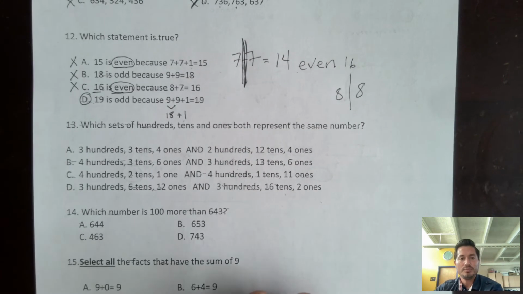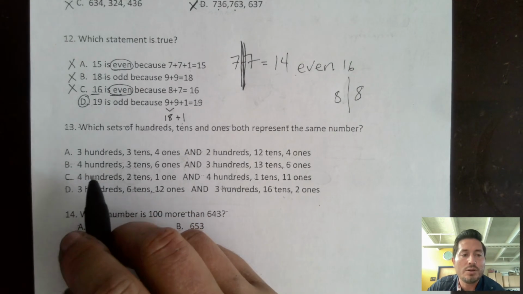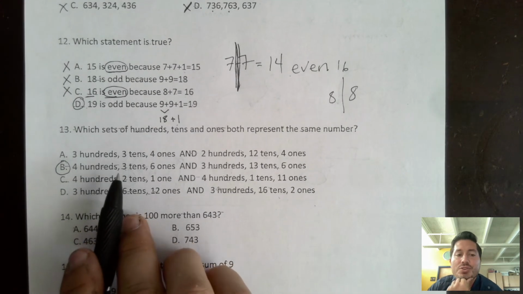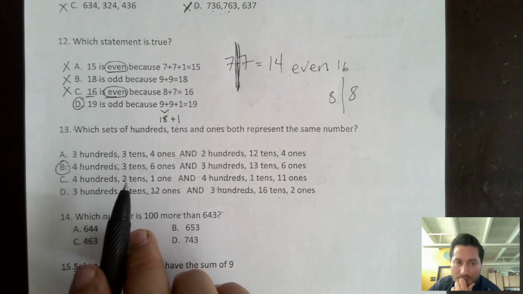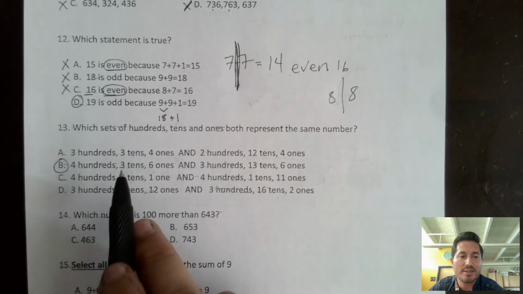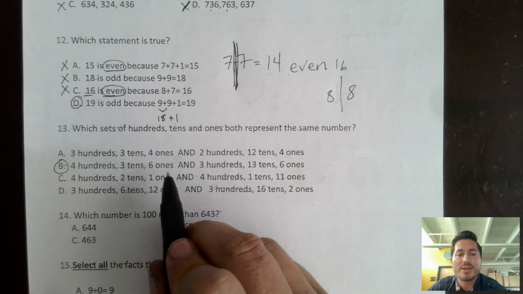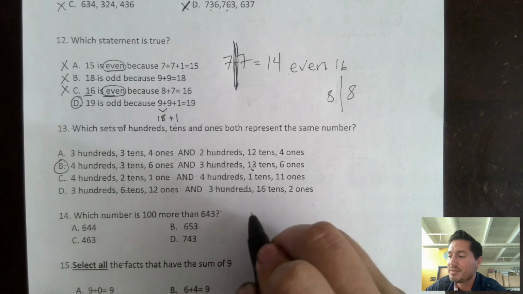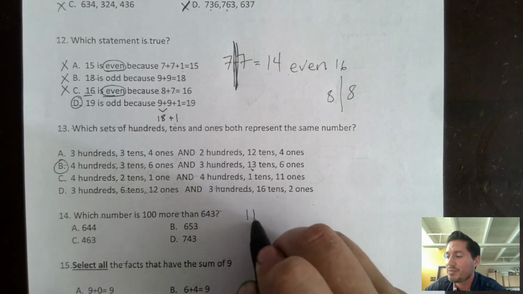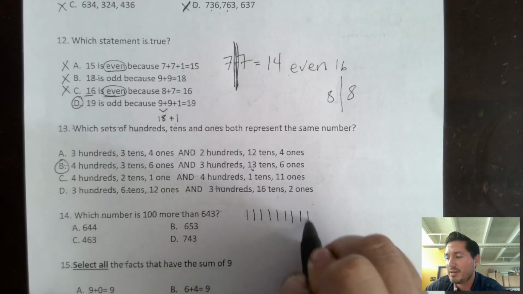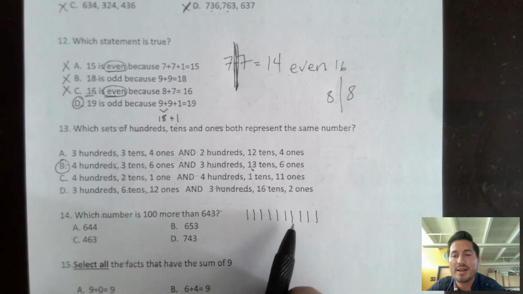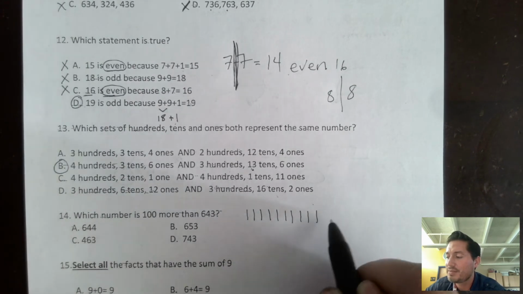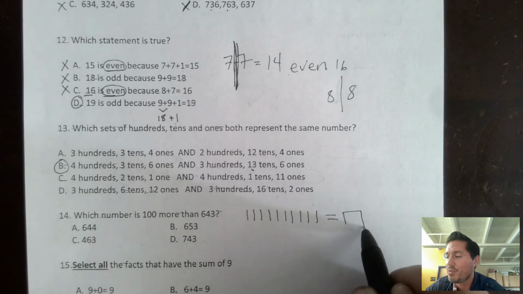13. So the answer is B on this one. But I'm just going to show you what we expect. This was the toughest one on the test, I think. But we want to make sure they know that. So 13 tens is the same thing as 2, 3, 4, 5, 6, 7, 8, 9, 10. These represent tens in our class. So these tens are the same thing as, they're equal to one of these.